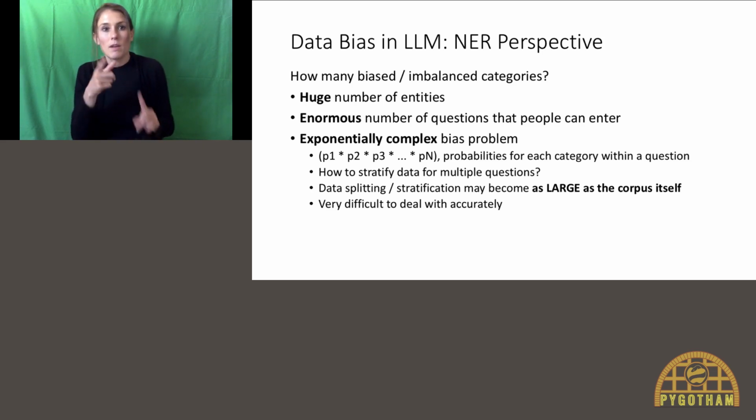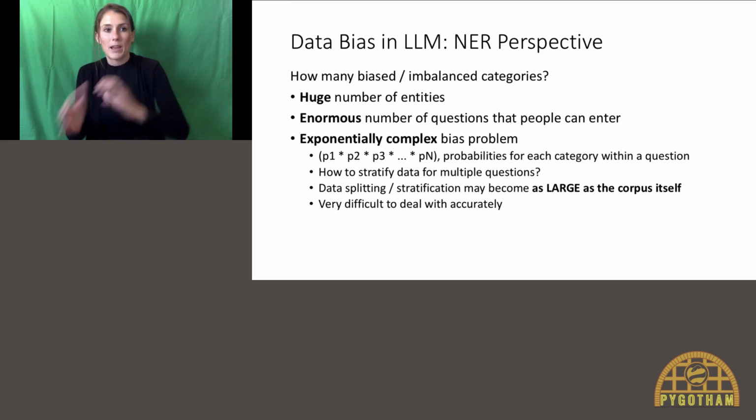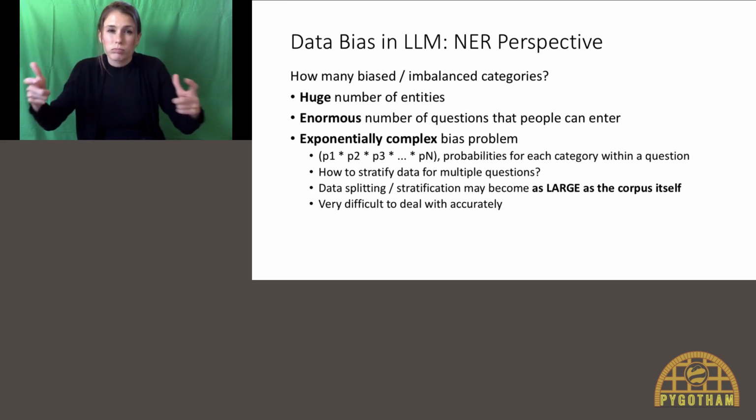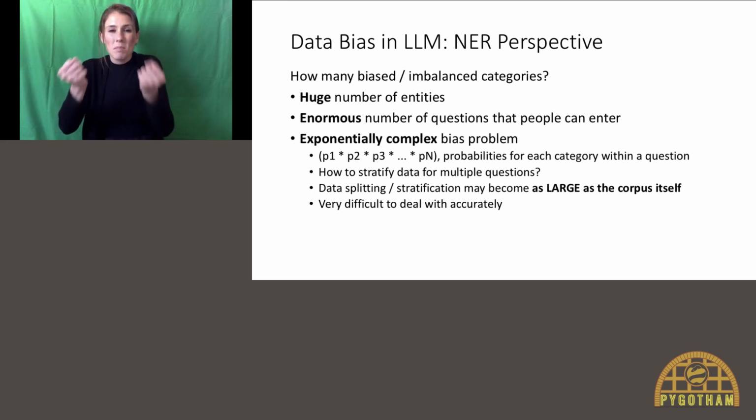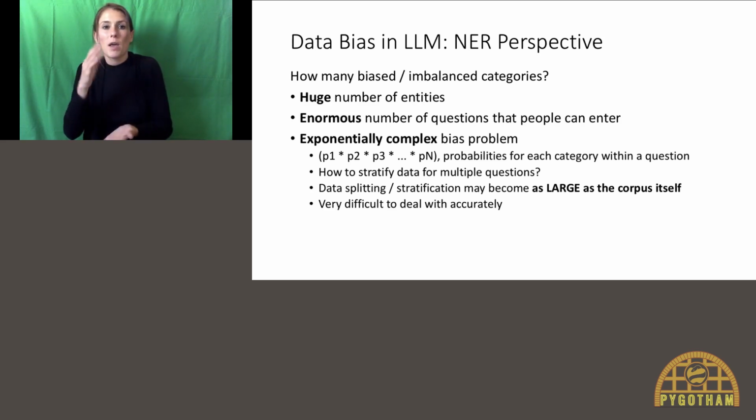So from an NAR perspective, how many biased or imbalanced categories are there? There's a huge number of entities. There's an enormous number of questions that people can enter, and therefore it's an exponentially complex bias problem, probability 1 times probability 2, etc., for each category within a question. So how would you stratify the data for multiple questions which may have different categories? Data splitting and stratification may become a problem as large as the corpus itself, and very difficult to deal with accurately.